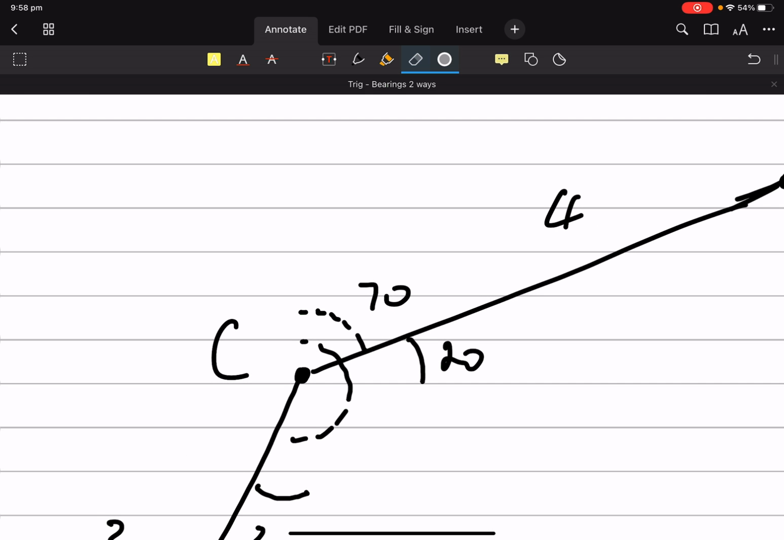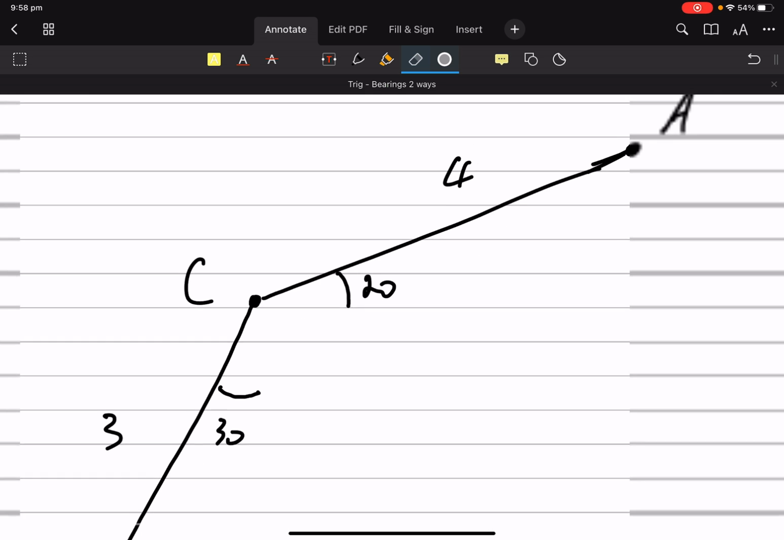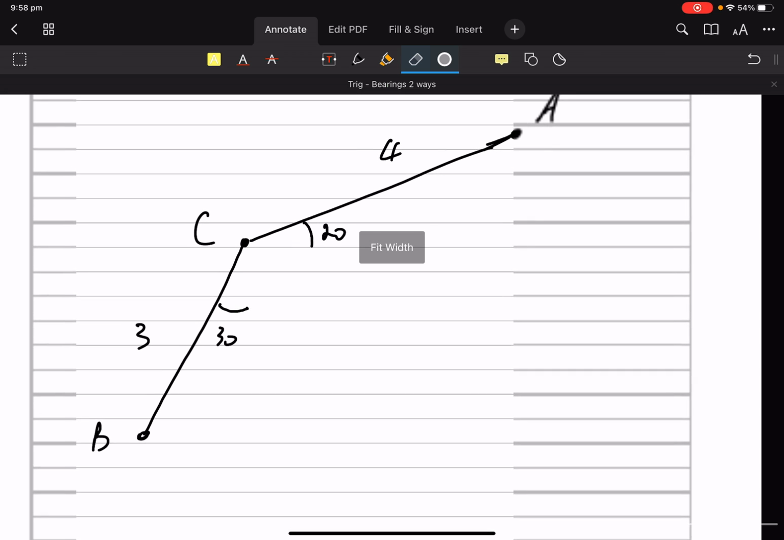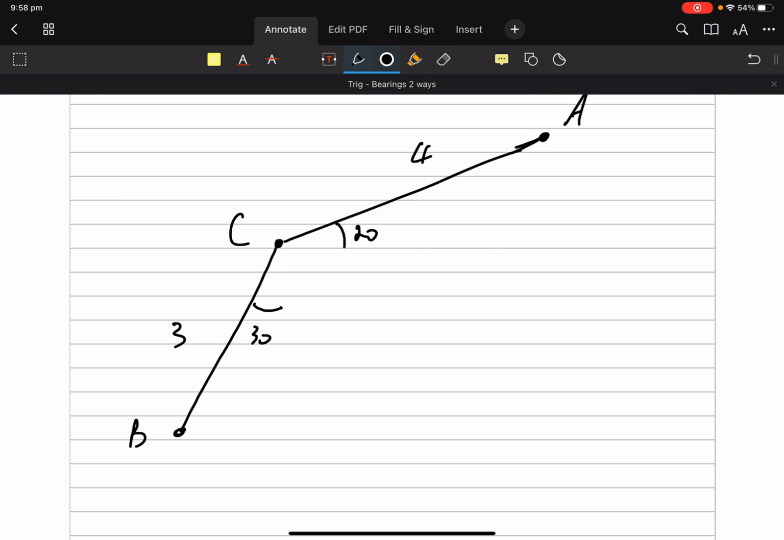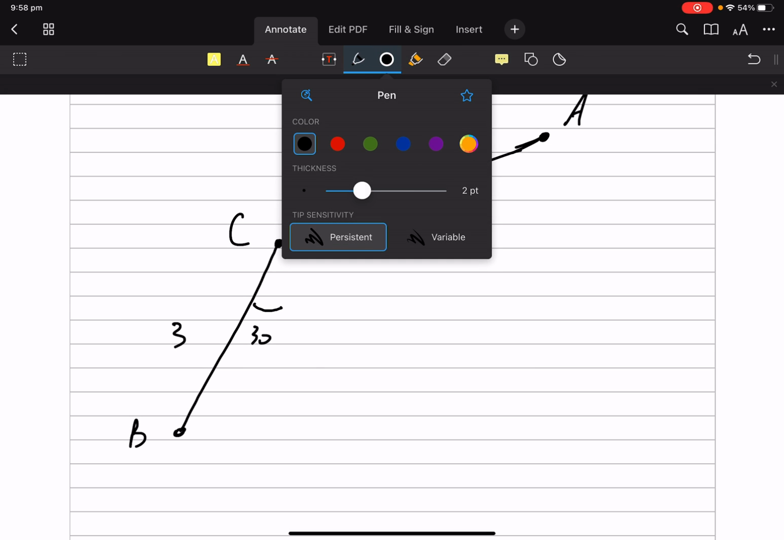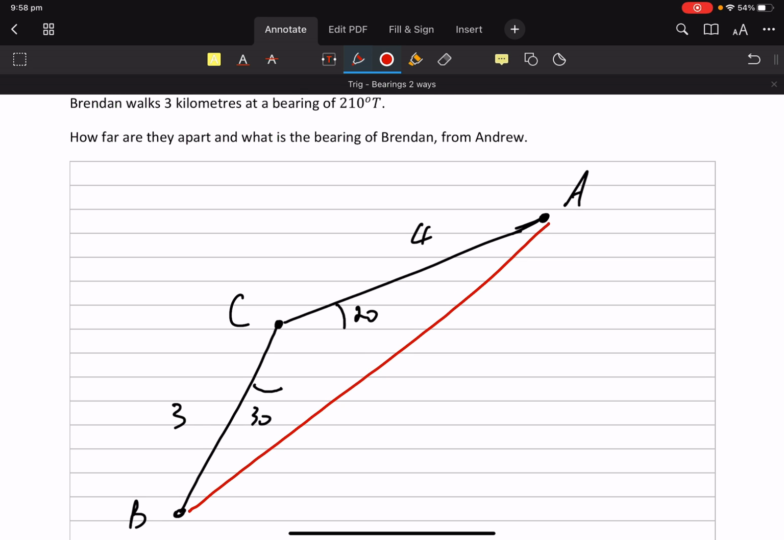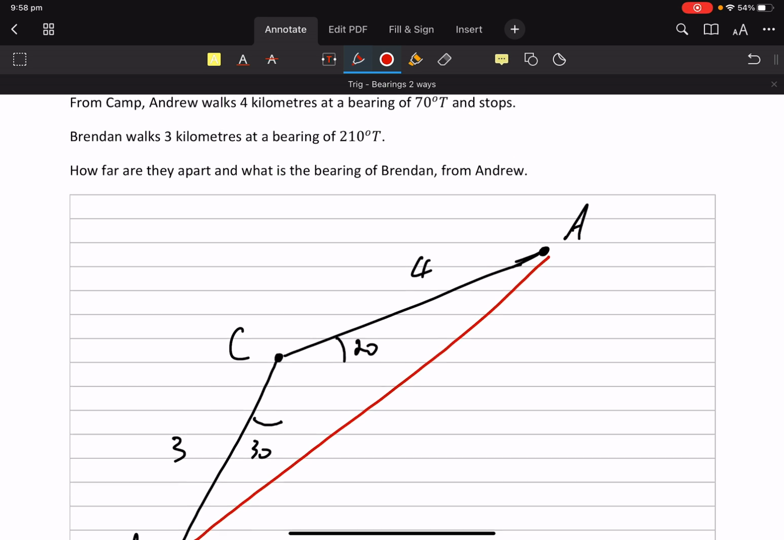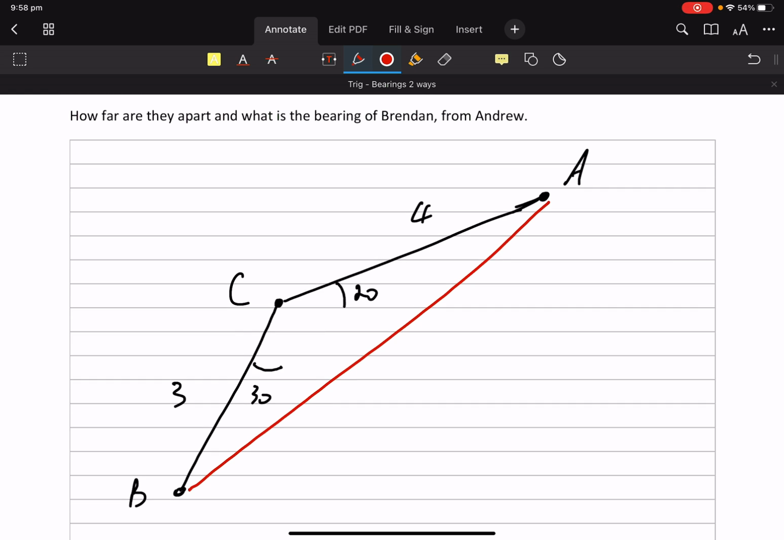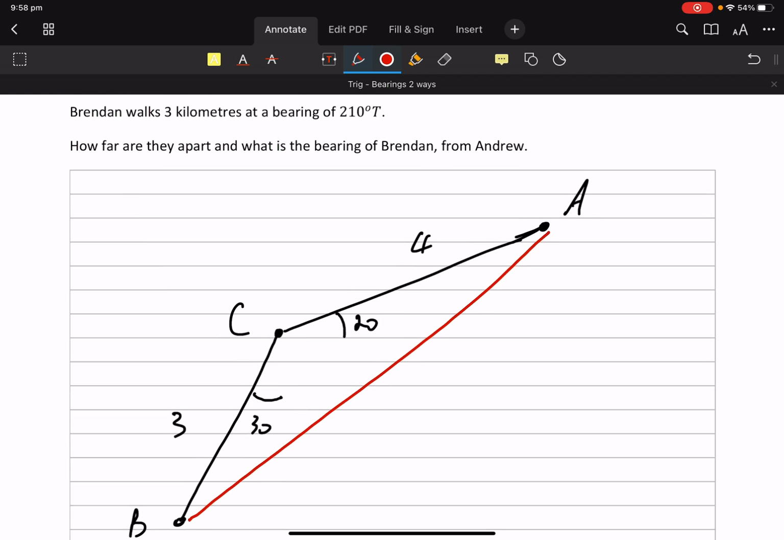Let's just get rid of that. Okay. Let's see if I can do this. Nearly got there. Okay. The red thing is the important thing. That's the line, the bearing, the vector, whatever you want to call it. That's the resultant. We need to find everything about that, the distance, the bearing, the angles, everything.